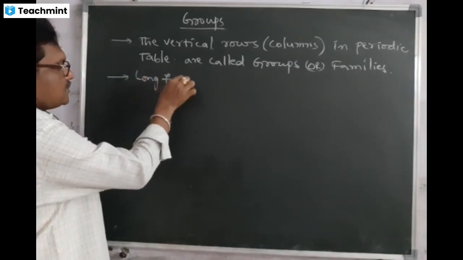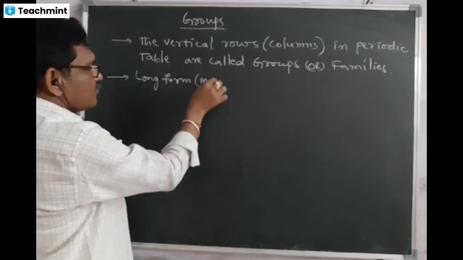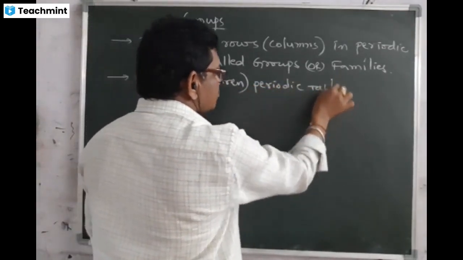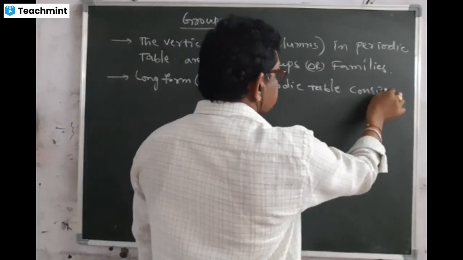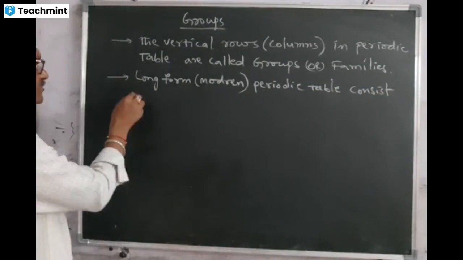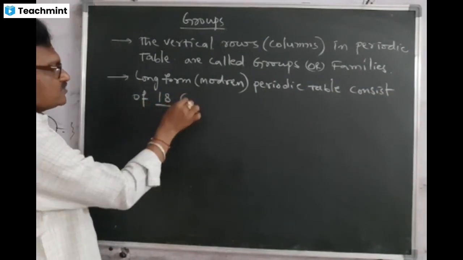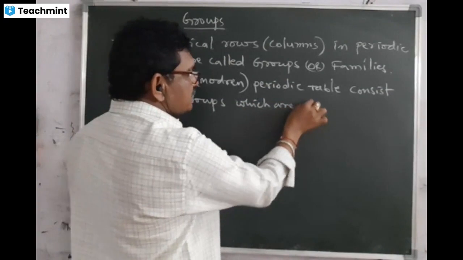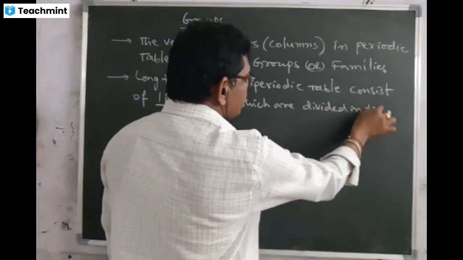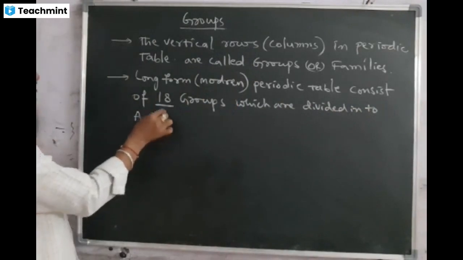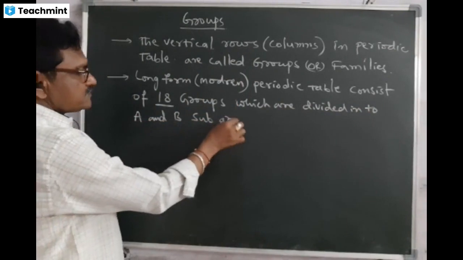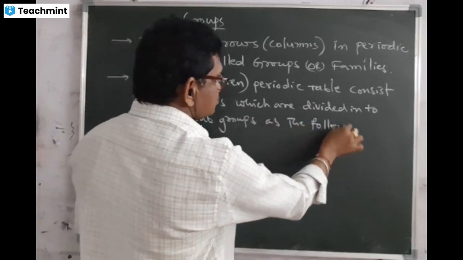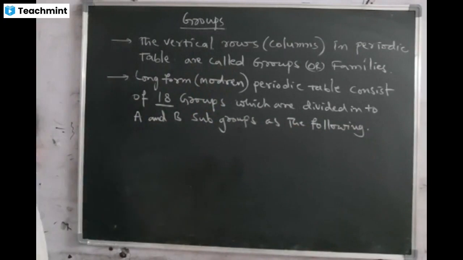Long form or modern periodic table consists of 18 groups, which are divided into A and B subgroups as the following.